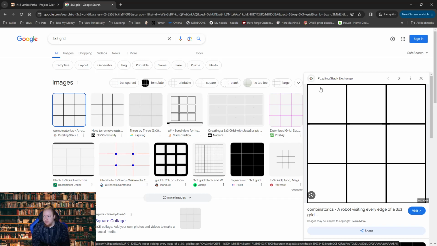For here we get 1. Starting here, we get 3. 1, 2, 3. Starting here, we get 6. Starting here, we get 6. Starting here, we get another 3. And then starting here, we get 1. So in this case, it's 1 from each of these corners.